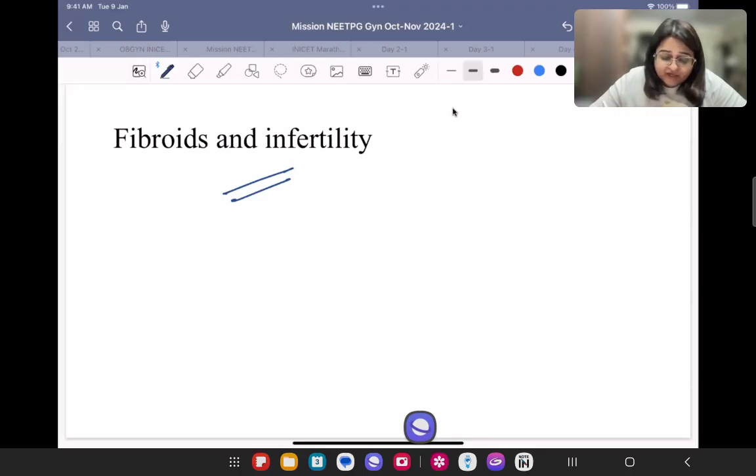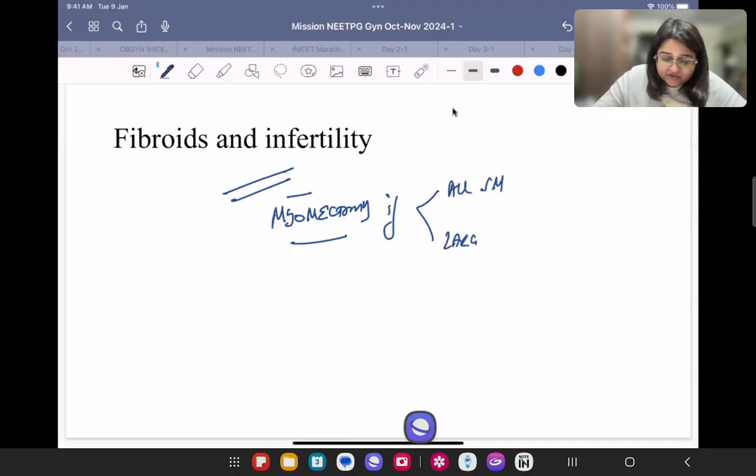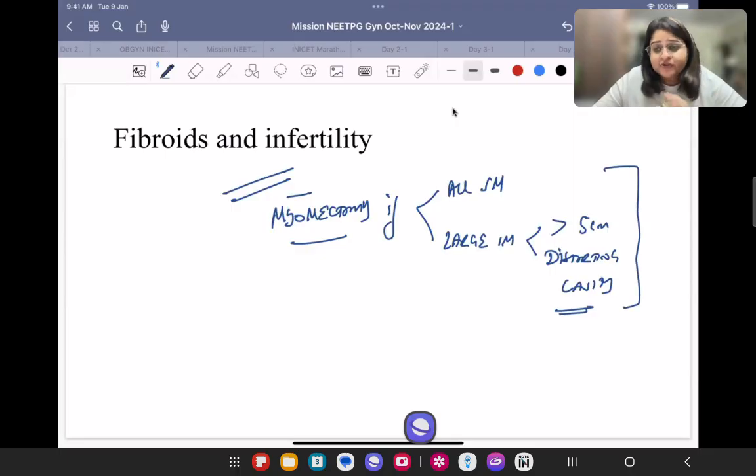Okay. So fibroids and infertility, remember, you will do a myomectomy. That is, you will remove the fibroid if, and I told you this before, you will remove all submucosal fibroids and large intramural fibroids, that is, those which are more than 5 centimeters or those that are distorting the cavity. Okay, these are the fibroids for which you have to do a myomectomy.